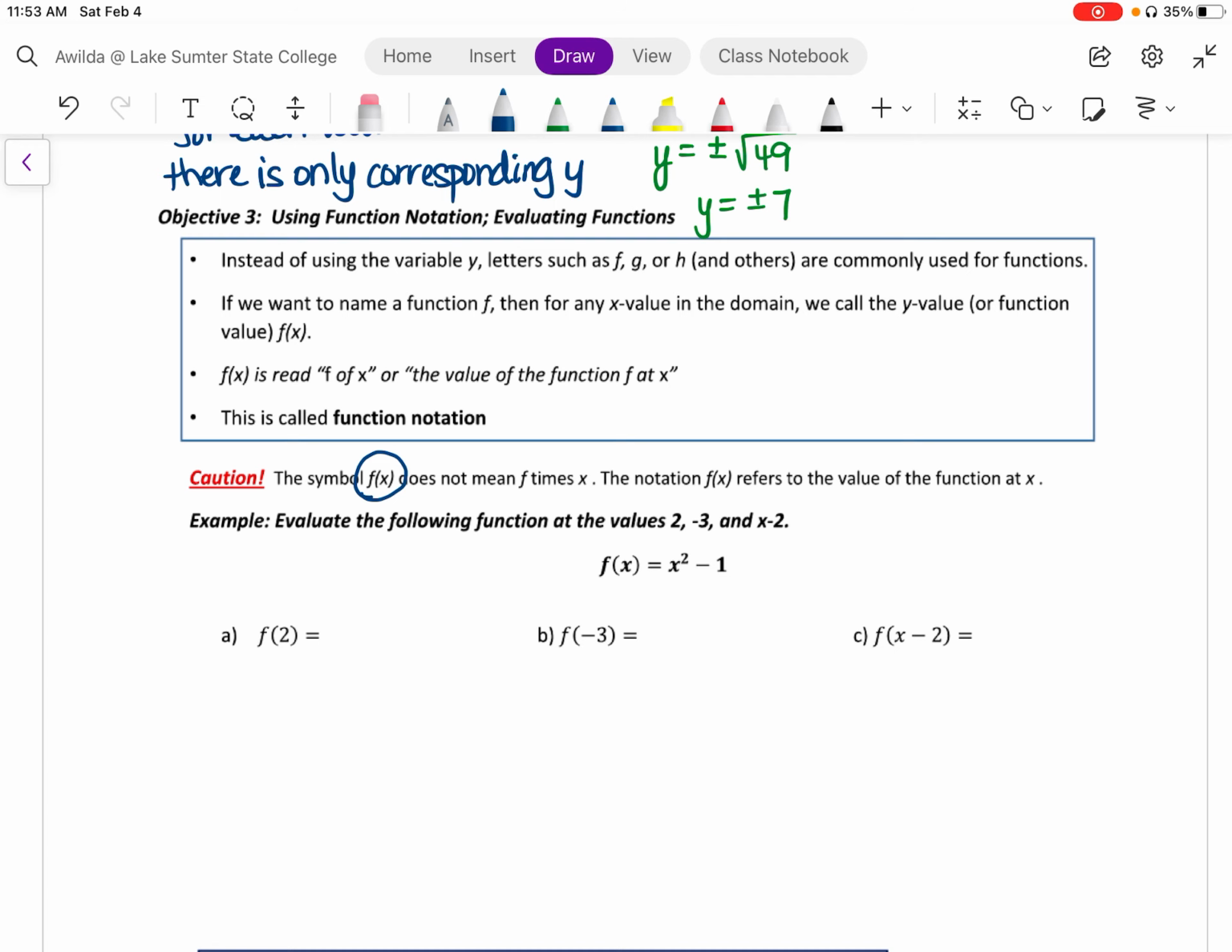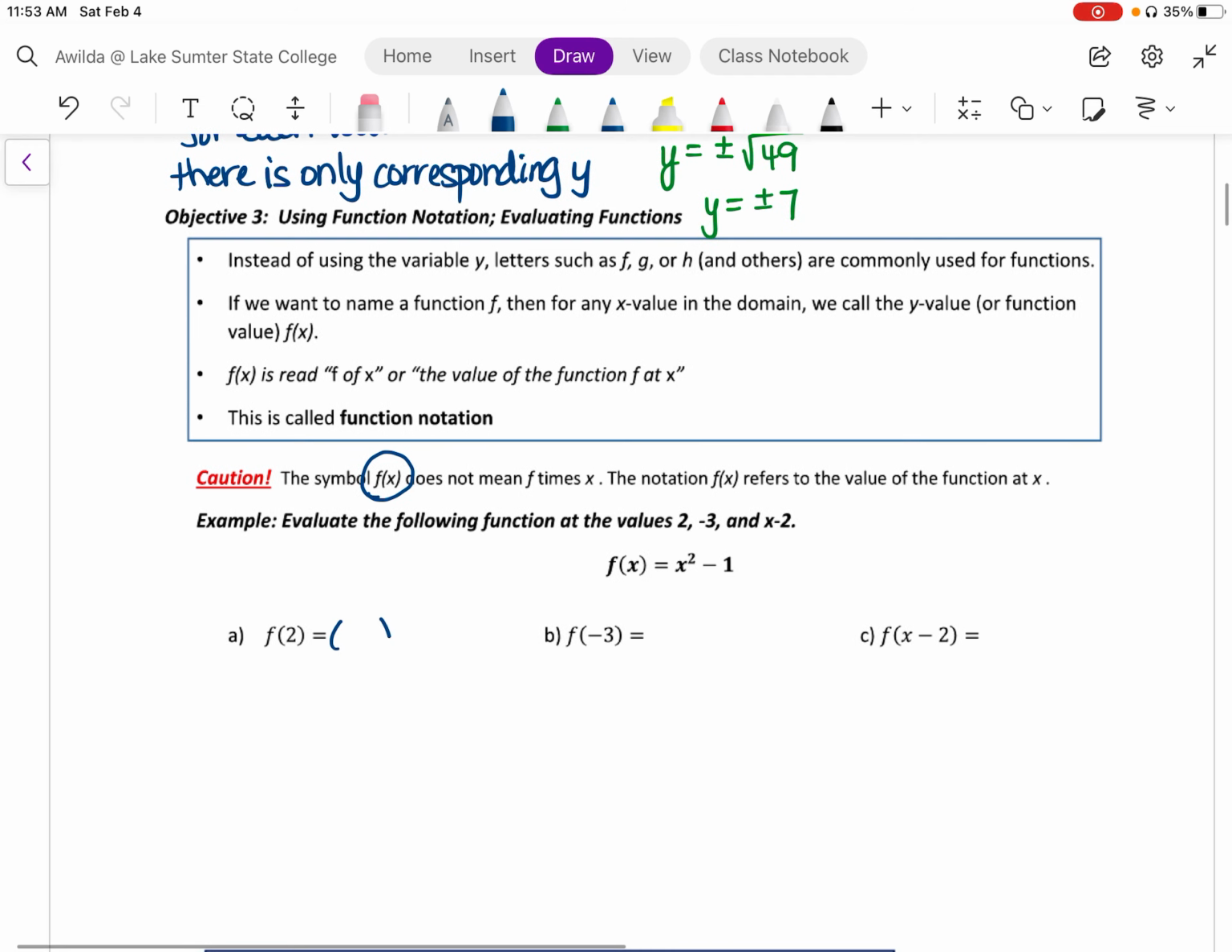So for example, f of 2 would equal, we would actually substitute 2 for where the x is. And so we would have 2 quantity squared is 4, 4 minus 1 would equal 3. That means that the ordered pair 2, 3 is part of the function. Two for x, 3 for y.